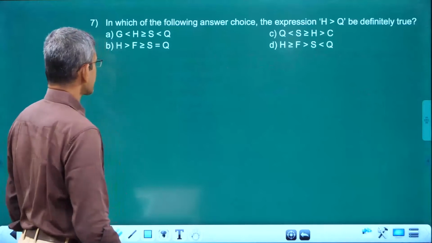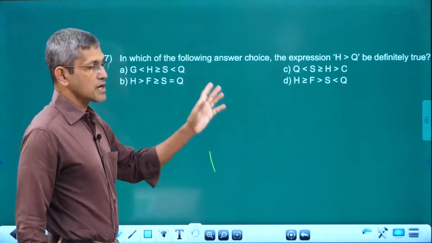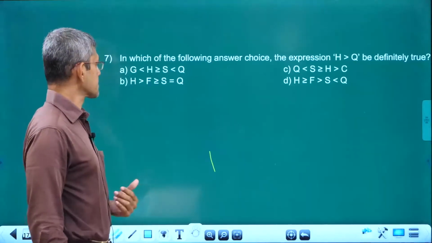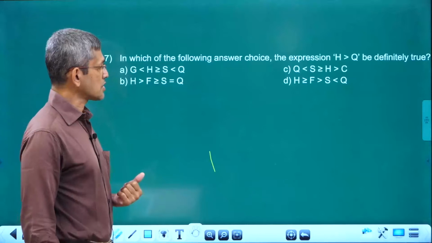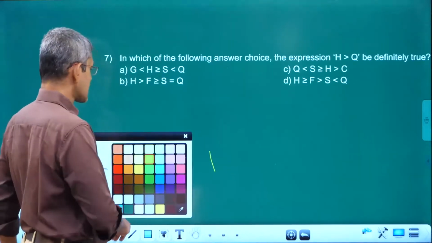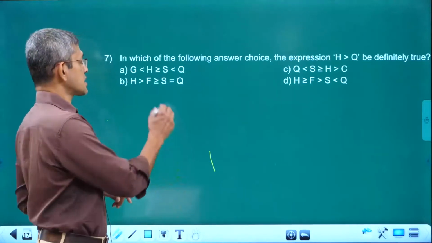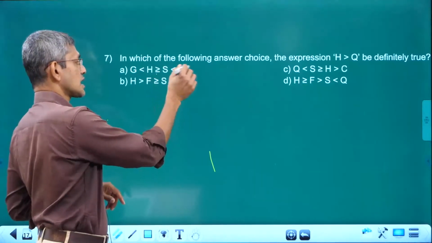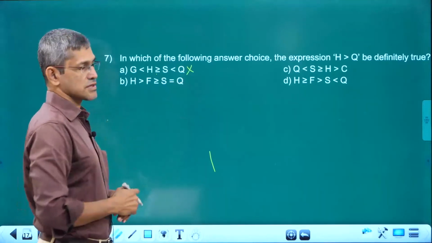Question number 7. Which of the following answer choices makes the expression H greater than Q definitely true? H greater than Q must be definitely true. Okay, check it out one by one. Let's go for trial and error. In this case, between H and Q we have greater than or equal to and less than symbols. So those are contradictory symbols, which means we don't get a result from there.